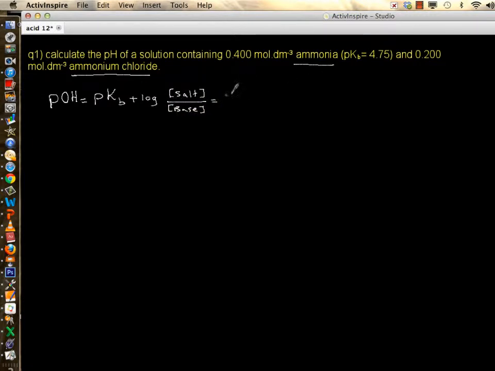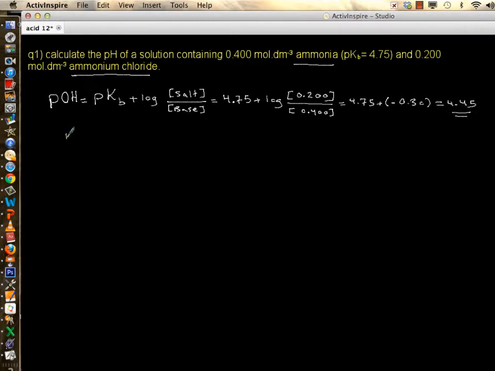pKb is given as 4.75, plus log of the concentration of the salt, which is 0.2. The concentration of your base, ammonia, is 0.4. So this is 4.75 plus log of a number less than 1, which is negative, so this is minus 0.30. So this happens to be 4.45. Now don't forget, this is pOH, not pH.